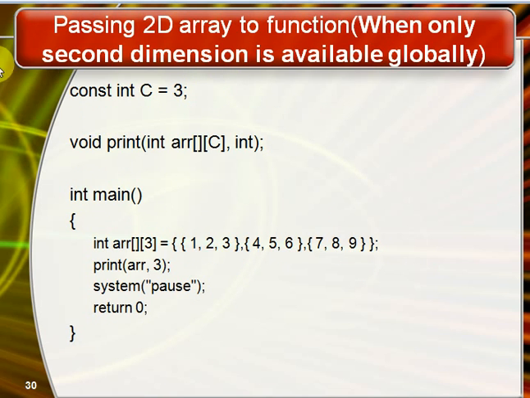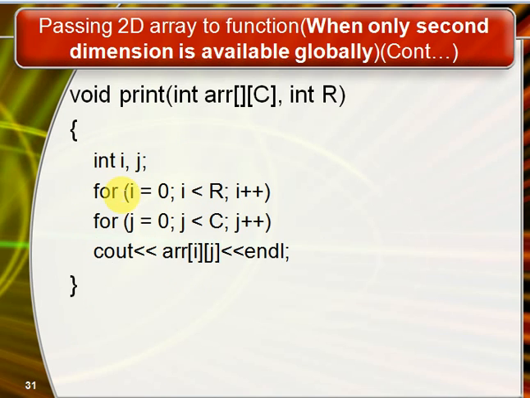Passing a 2D array to a function when only the second dimension is available globally. The second dimension, that is the number of columns, is known globally. Now the main function: its declaration and initialization of a 2D array where the first value is missing, that is not globally defined, meaning 3 rows and 3 columns. So it calls the function with the reference of the 2D array along with the number of rows in this array. Now move towards the user defined function, which receives the reference of the passed array, and to control the number of rows, int r is receiving the value 3, then int i, j are loop control variables to process rows and columns of the 2D array. i is equal to 0, i less than r, j 0, j less than c, and cout a of i and j.